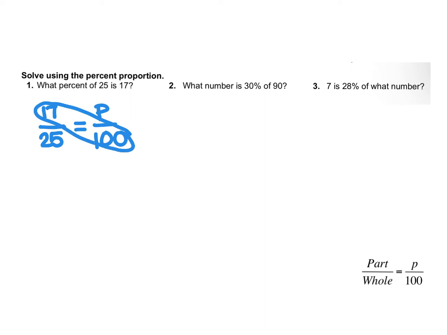So I'm going to multiply 17 times 100, and then I will divide that by 25, and that's going to give us 68. And because we just solved a percentage, we're going to have to make sure that we have the 68%.